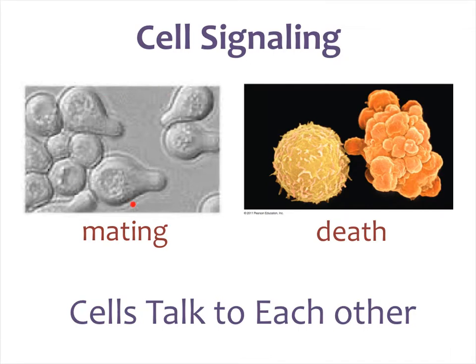And then on the left here, we have actually yeast cells, and they are changing their shape in response to a signal they received, a signal that diffused on over from another cell. And in this case, it's for mating.